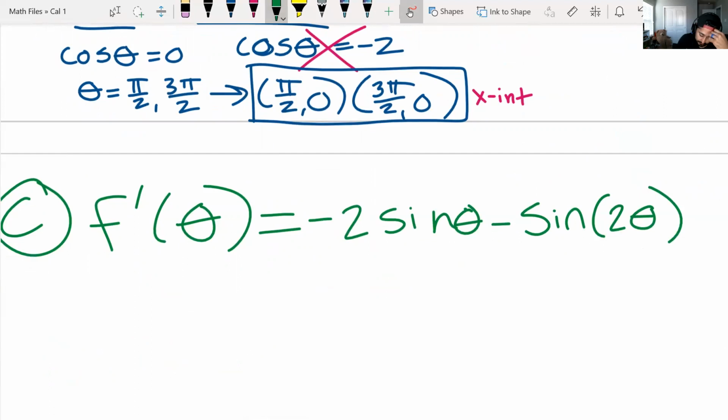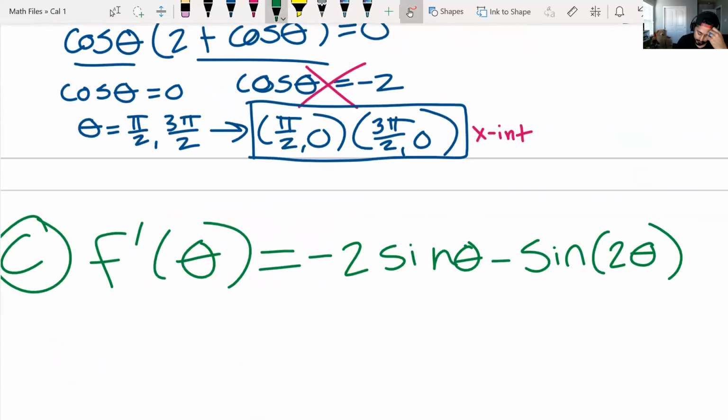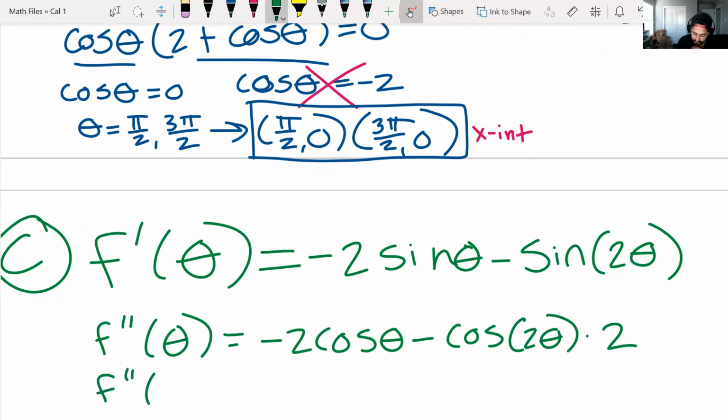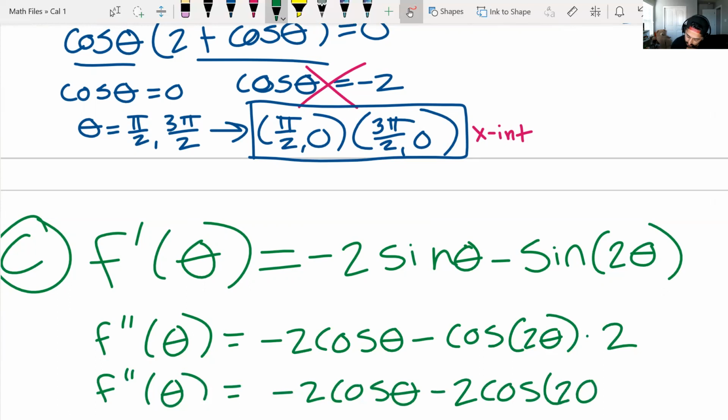So my second derivative is going to be -2 cosine theta minus cosine 2 theta times 2, the derivative of the inside, which means that this becomes f double prime theta equal to negative 2 cosine theta minus 2 cosine 2 theta.